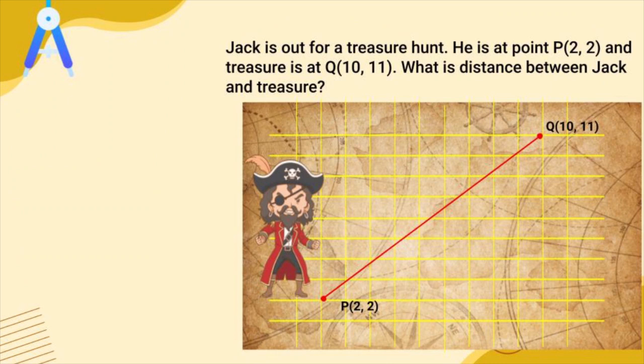Champ, let's consider this problem. In this problem, Jack is out on a treasure hunt and finds that he is at point 2,2, and the treasure is at point Q, which has the coordinates 10, 11. Now Jack wants to find out the distance between Jack and the treasure. What is the distance between Jack and the treasure?